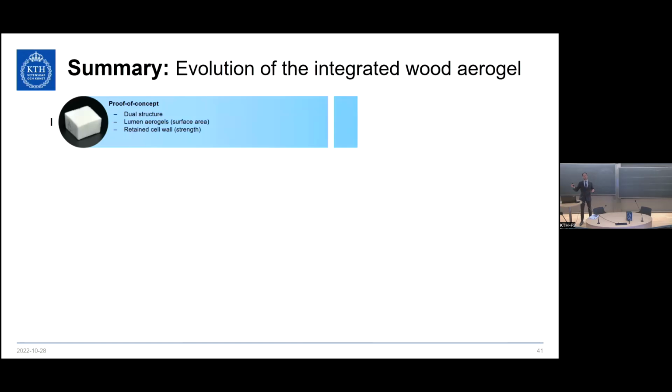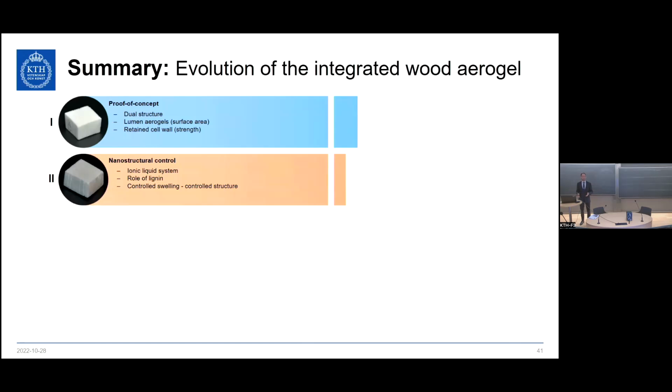So throughout this project, we have managed to evolve this material. Firstly, in the proof of concept, we created an aerogel with a dual structure in which the lumen aerogels could give high surface area and the retained cell walls could give high strength. In the second work, we could obtain better nanostructural control by using an ionic liquid system in which we better understood the role of lignin, both in processing but also in its physical properties. And by controlling the swelling, we could control the structure formation.